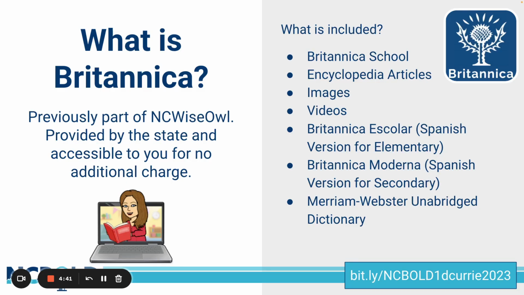Britannica is part of the NC WISE Owl platform, and what we're going to find in Britannica is access to Britannica School. You have access to those encyclopedia articles, images, and videos. Britannica Escolar and Britannica Moderna are the Spanish versions, and they are written in the native Spanish language, which is better than Google Translate. Sometimes with Google Translate, grammar and vocabulary don't always convey correctly, but Escolar and Moderna are written in the native Spanish language. And there's also the built-in Merriam-Webster unabridged dictionary. I will show you how to access all of these as we explore.